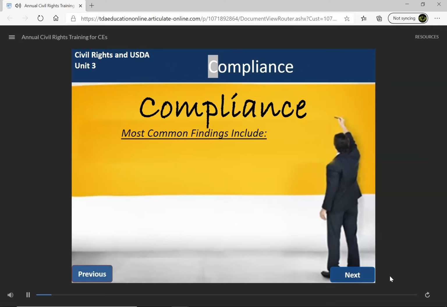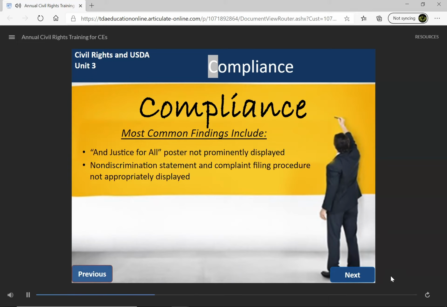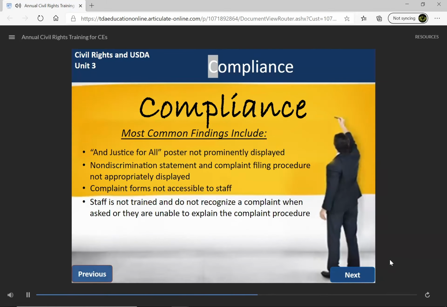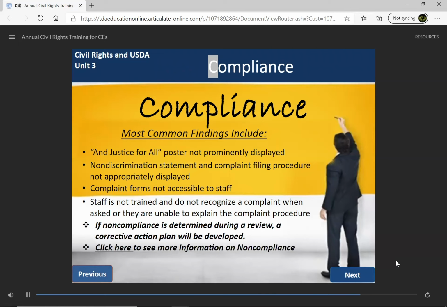Here are some of the more frequent findings during compliance reviews. The And Justice for All poster is not visible where participants and the public can see and read it. The non-discrimination statement is missing from the public documents. Complaint forms are not accessible to staff at each site, or staff is not trained and do not recognize a complaint when asked, or they are unable to explain the complaint procedure to the reviewer. Lastly, if non-compliance is determined during a review, a corrective action plan will be developed.